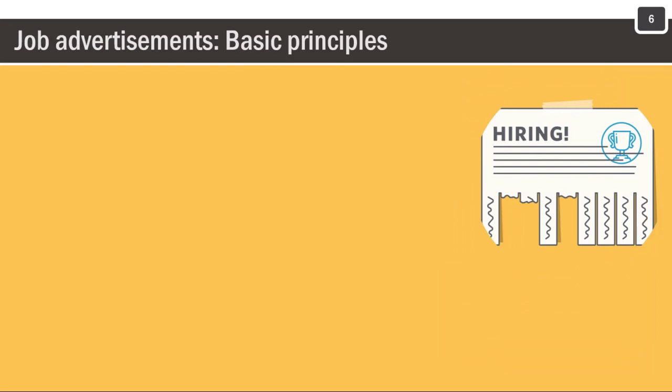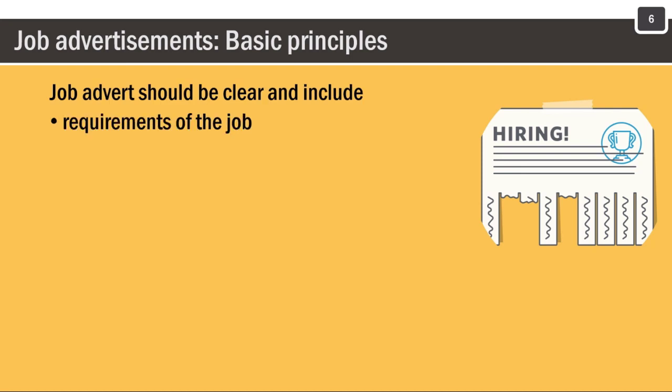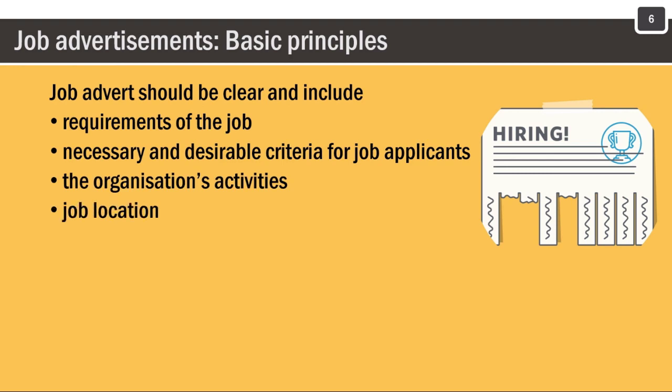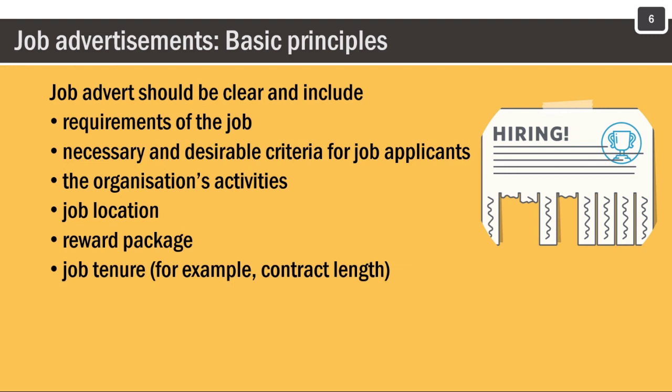What are the basic principles for a job advert? A job advert should be clear and should include requirements for the job, necessary and desirable criteria for job applicants, so that you can limit the number of inappropriate applications received, the organization's activities, job location, reward package, job tenure, for example, the contract length that applies, and details of how to apply and the deadline.